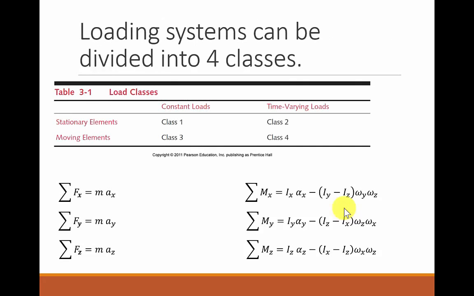Then let's put the types of loading conditions into four different classes. Class 1 is constant loads, stationary elements. A bracket you hang something on, it stays there forever. That would be a constant load and a stationary element. Class 2 would be something like a bridge. The bridge is a stationary object, but as cars or trucks or whatever drive across the bridge, the loads vary with respect to time. Then we have moving elements, constant loads.